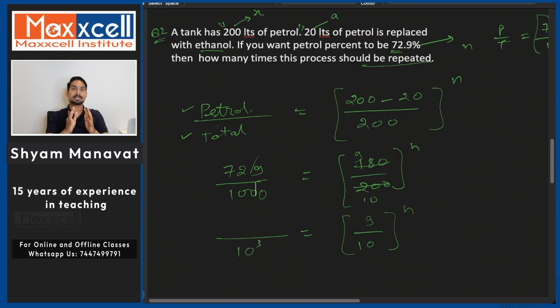Because I told you initially in the percentage lecture itself that if you want to speed up your maths, then learn tables till 20, cubes till 10 and squares till 25. Cubes till 10. This is 9 cube.